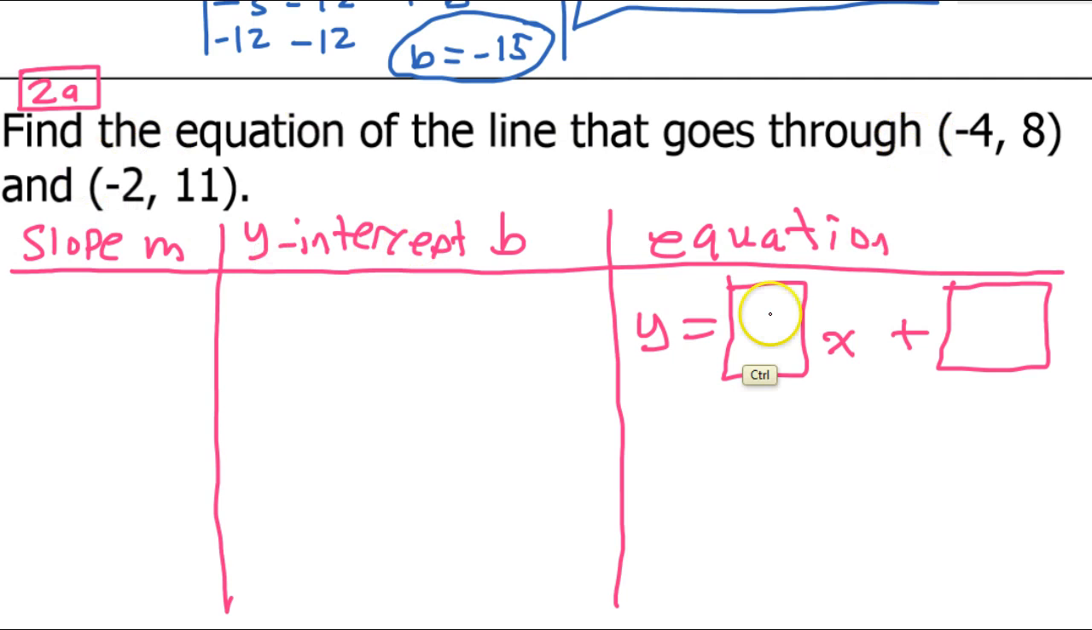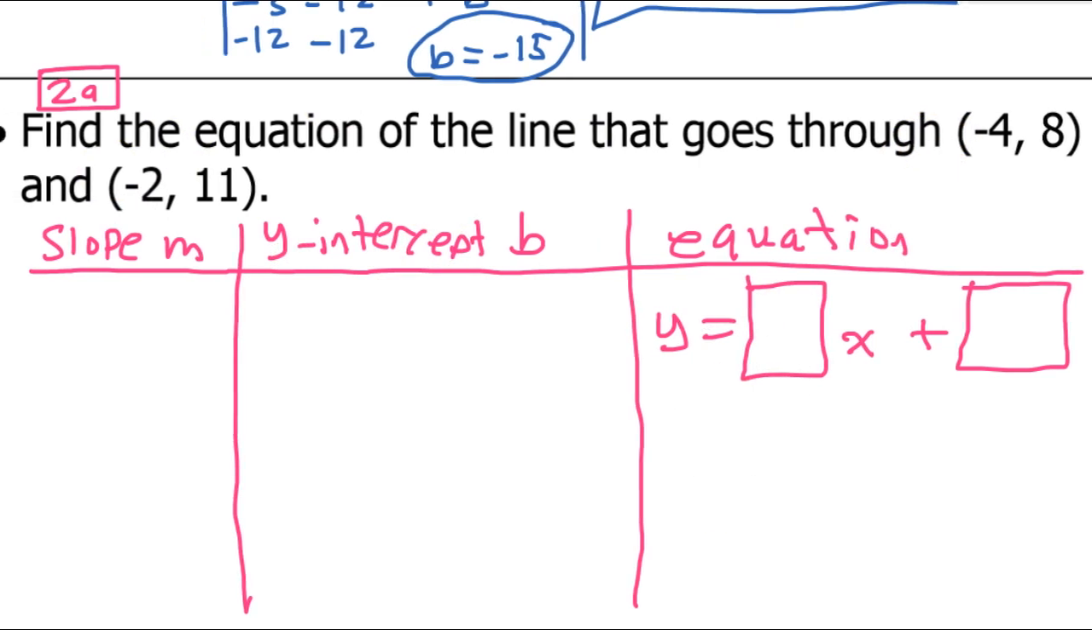This time they did not just give me the slope to begin with, so I'm going to have to actually calculate the slope myself. Understand that the slope, if you're given 2 points, you can find it by doing y2 minus y1 over x2 minus x1. So that's what I'm going to do. The slope is going to be, okay, so 11 minus 8, so that's y minus y.